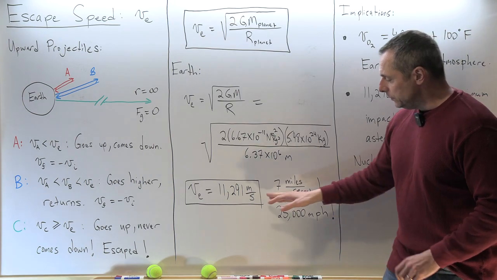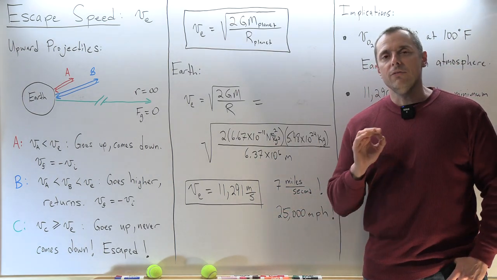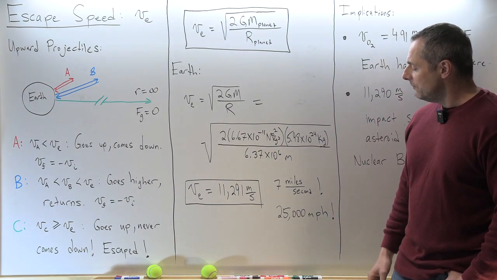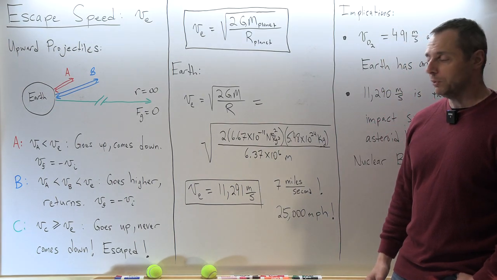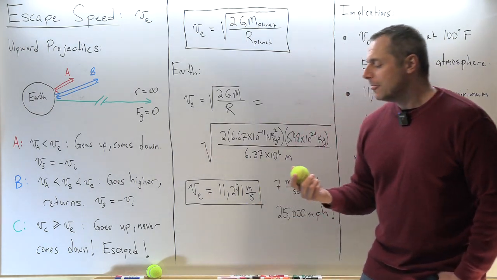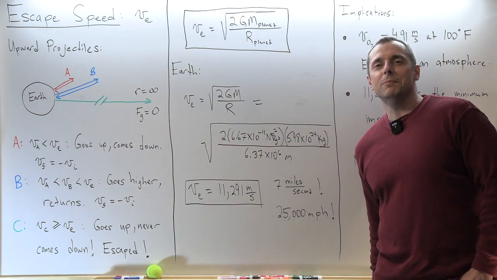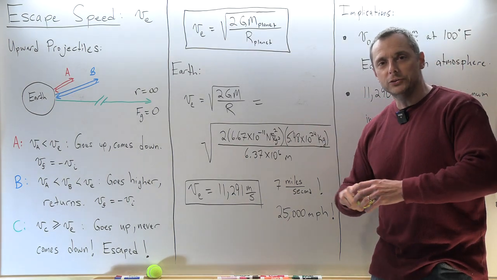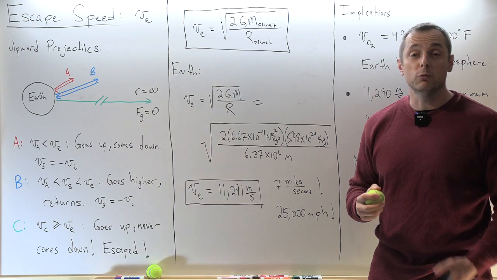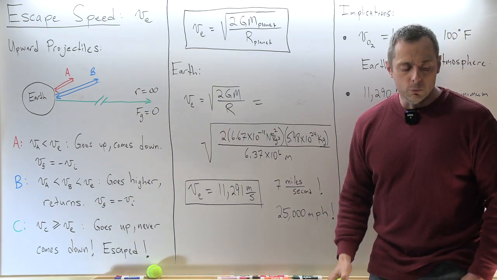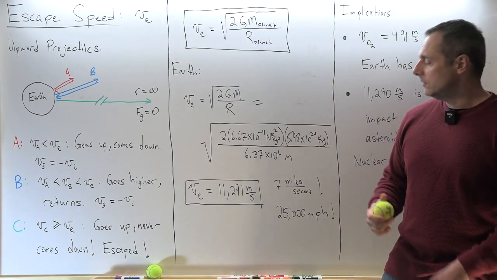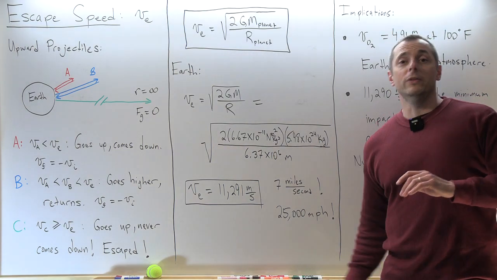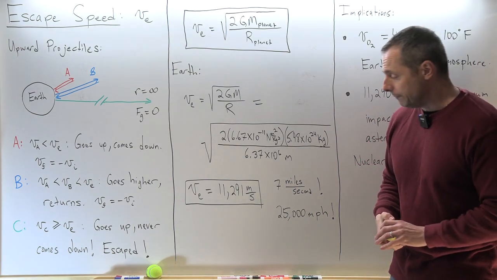That turns out to be, if you do a simple conversion, 7 miles in 1 second, or 25,000 miles per hour. So if I could throw this up at 25,000 miles per hour, well, obviously I can't. The fastest pitcher in Major League could throw like 100 miles an hour, way too slow. We need rockets and all these kinds of things to achieve these speeds to escape. So that's why, with our arm, we think what goes up must come down.